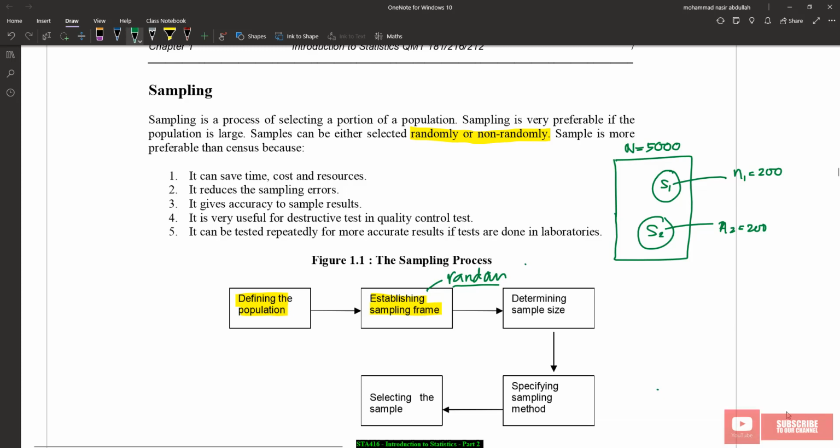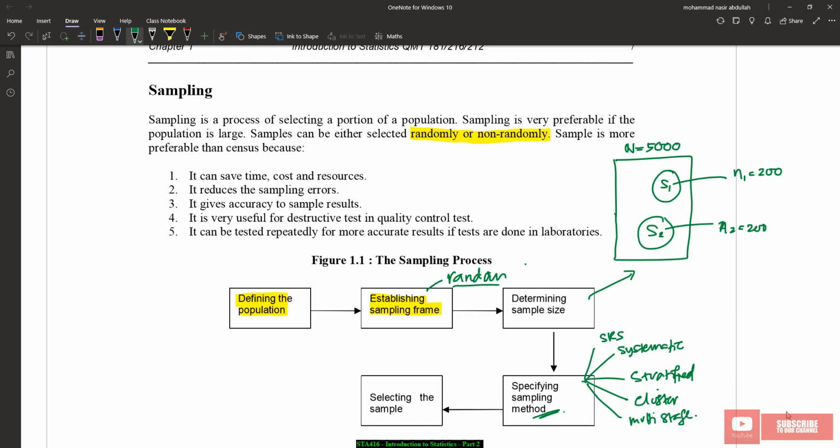Once we have determined the sample size, we need to specify our sampling method. Since we have a sampling frame, the available sampling methods that we can choose are simple random sampling, systematic sampling, stratified sampling, cluster sampling, or multi-stage sampling. So we have 5 options. In our syllabus, we only focus on these 5 sampling methods. However, there are a lot of sampling methods out there that are not covered in this chapter, in this subject. We only focus on these 5 methods.